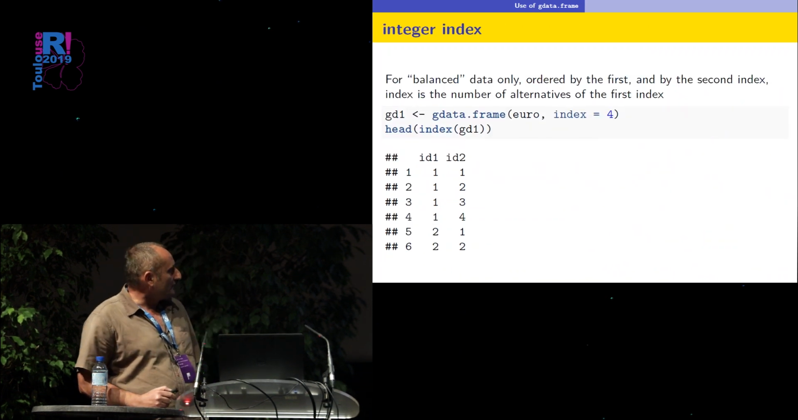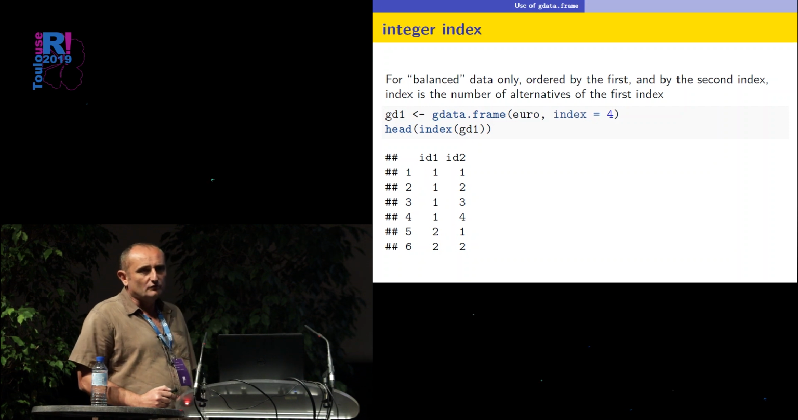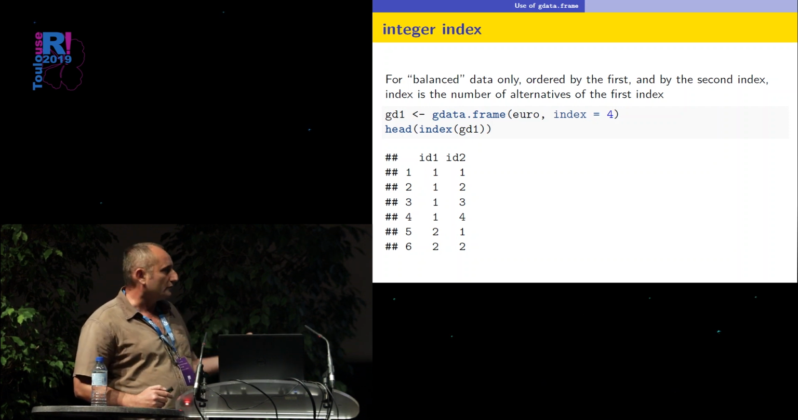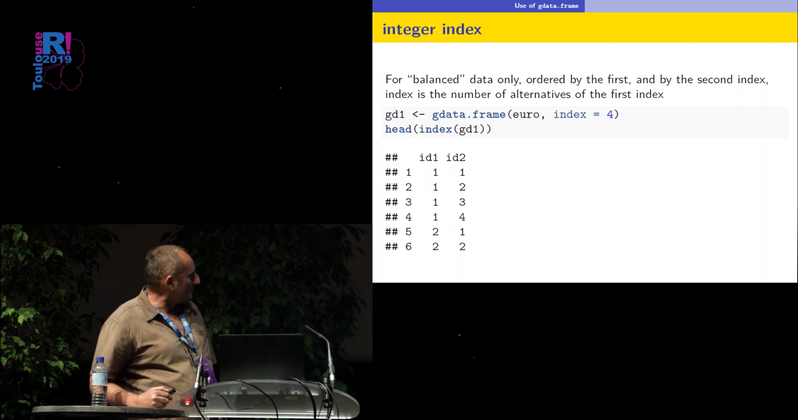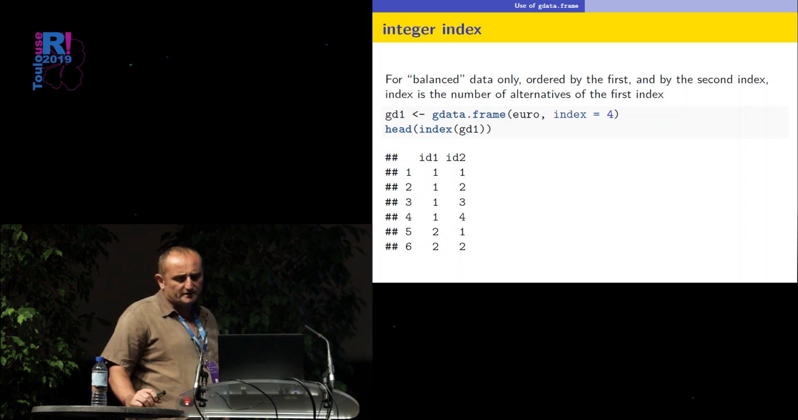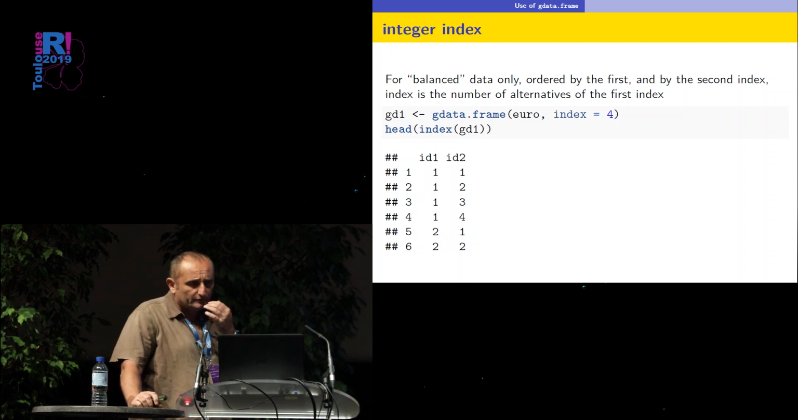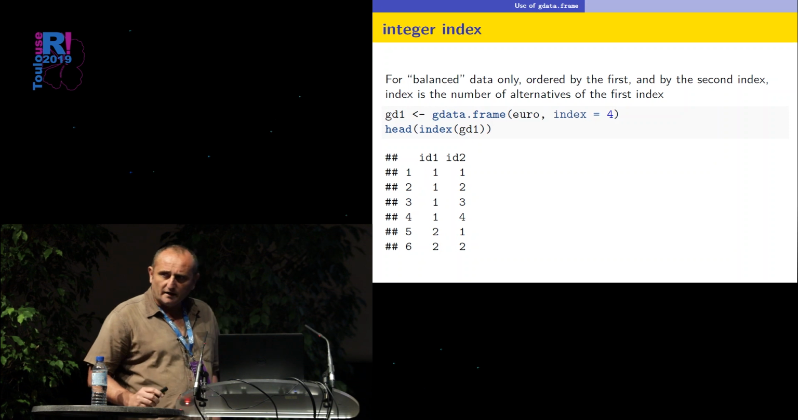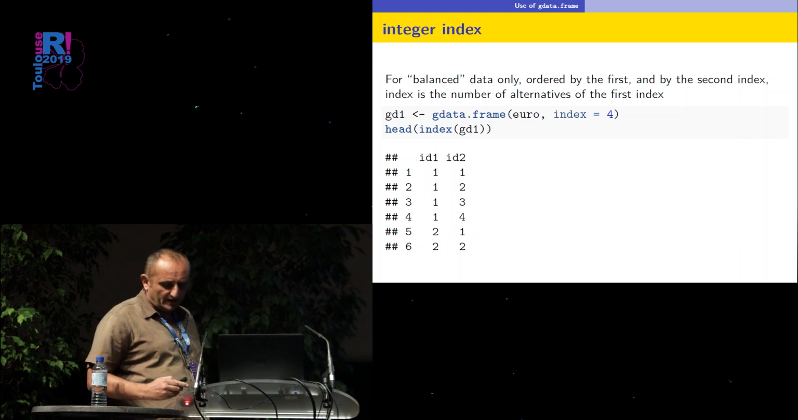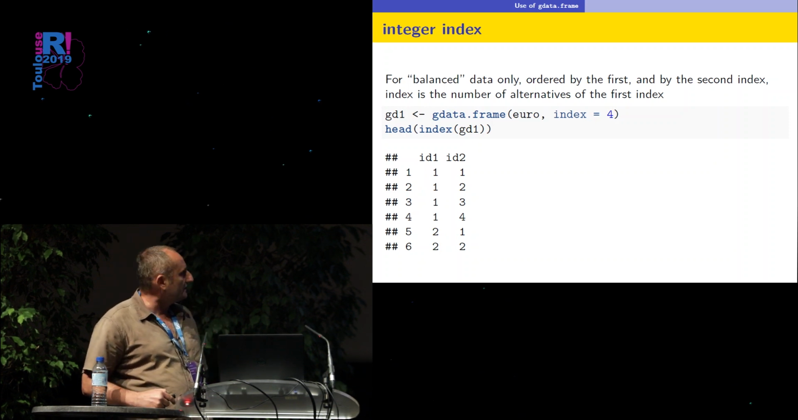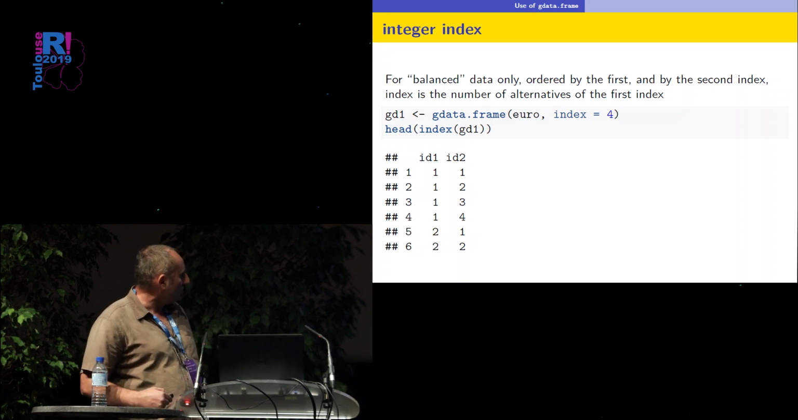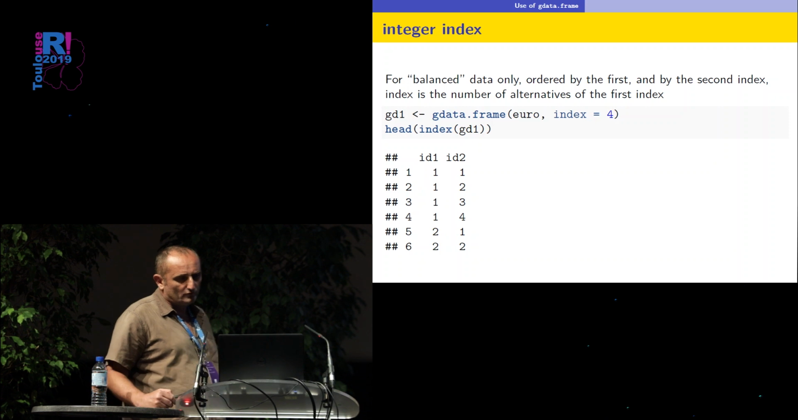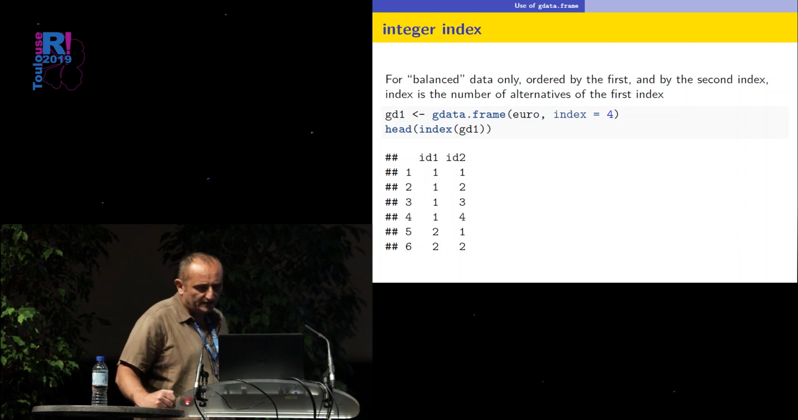You can also sometimes use an integer to define the structure of the data sets. This is the case when you have data ordered by the first index and then by the second index, and you know that you have the same observations for any modalities of the first index. So in this case, you can just indicate the number of modalities for the first index, and then you get an index for which the two indexes are auto-generated and called ID1, ID2 here.